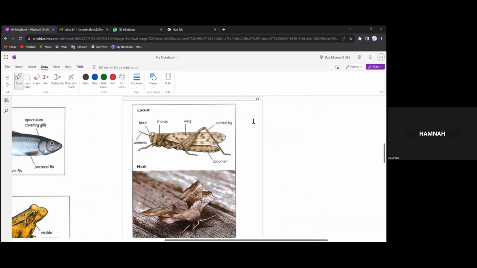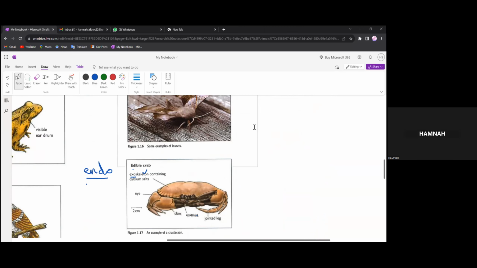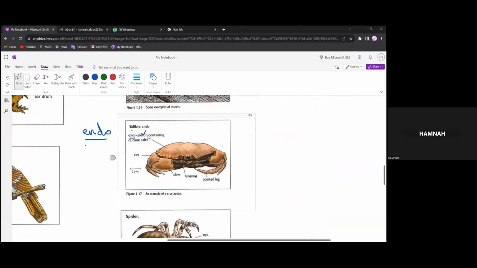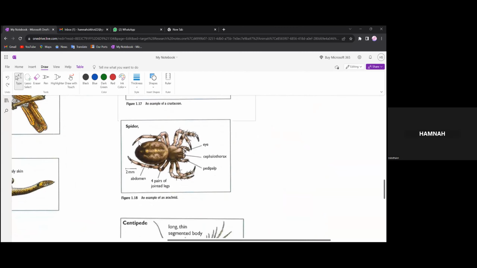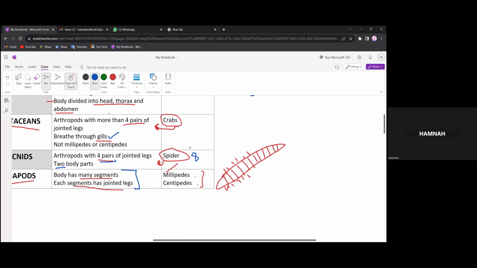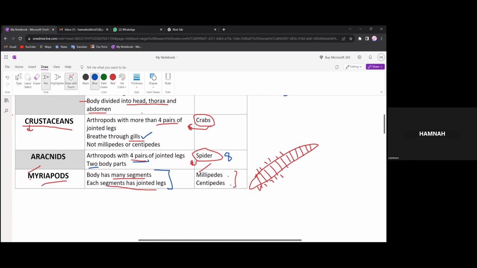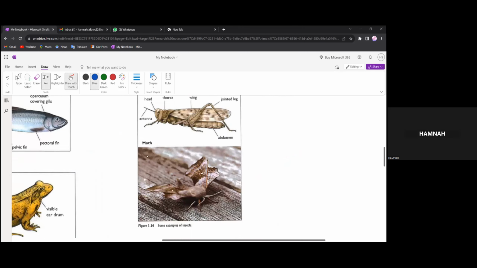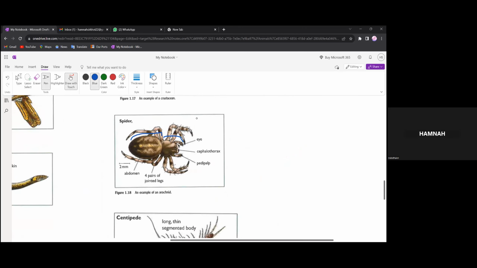Okay, now I showed you a picture of a locust and a moth. You've seen a crab. A crab has an exoskeleton, a hard covering. And then a spider. Everyone has seen a spider, right? A spider has 8 legs, and you clearly see in this diagram it has 2 body parts. See this part, and then there's the head part. So arachnid: 2 body parts and 4 pairs of jointed limbs, or 8 legs.